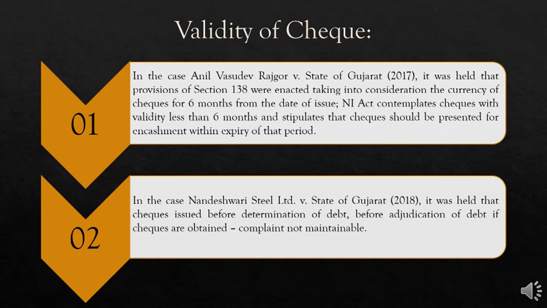In the case of Nandeshwari Steel Limited versus State of Gujarat, it was held that for checks issued before determination of debt, that is, before there has been adjudication on the matter of whether debt from the check is obtained or not, if the check is presented or issued before the determination of this debt, the complaint will not be held to be maintainable.